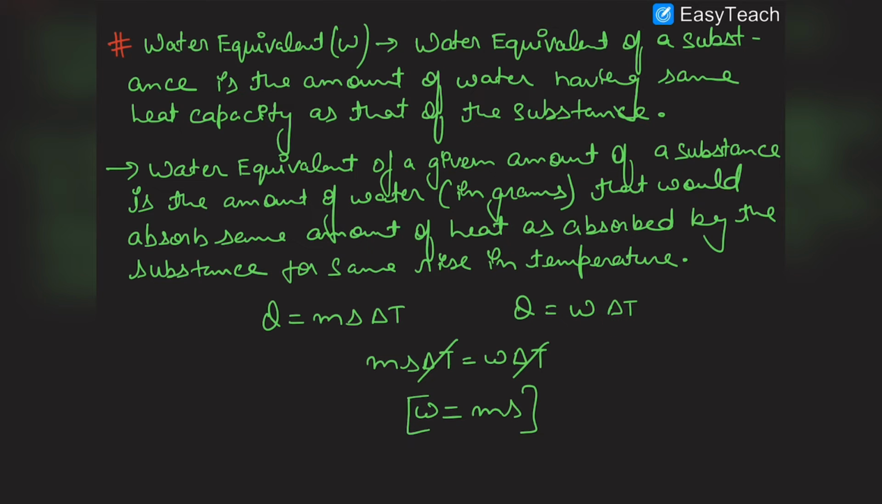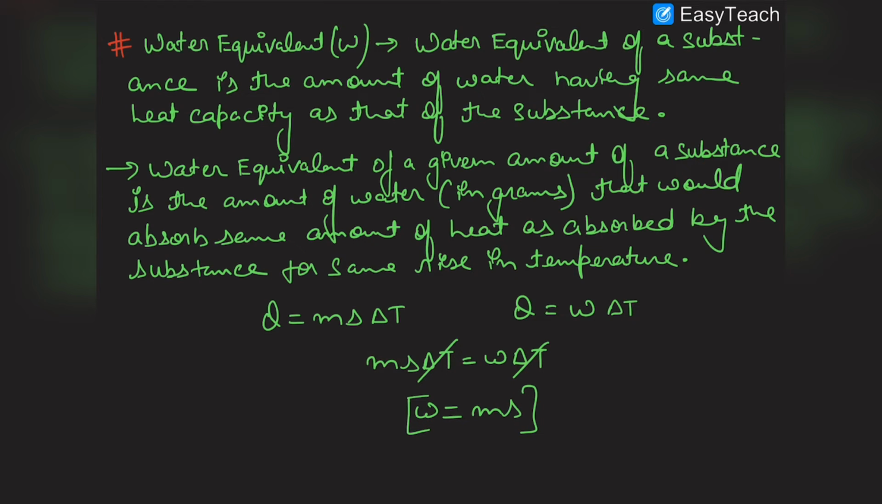This means that this W is the water equivalent of this substance, and when we equate these two, delta T cancels out and W is equal to m s. Now it is a misconception that some people say the unit of W is m into s. The unit of s is calorie per gram Kelvin, and the unit of m is gram. So some people say the unit of W is calorie per Kelvin.